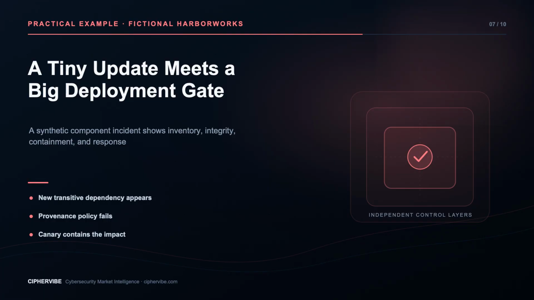Days later, an advisory affects the transitive component. HarborWorks queries its deployment inventory, identifies only the canary batch, isolates it, rolls back, preserves evidence, and notifies the vendor through the defined process. No single tool saved the company. The combined system provided visibility, a decision gate, limited blast radius, and a fast recall path.